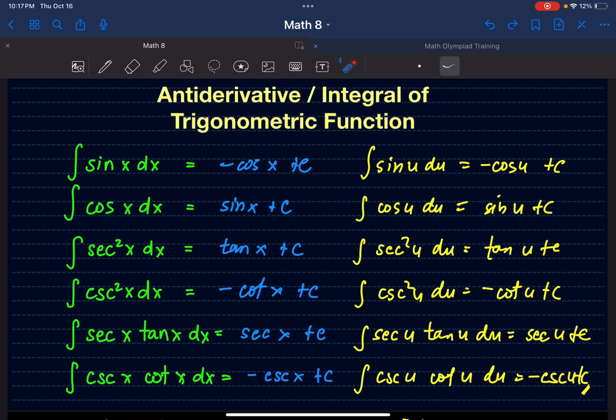So the antiderivative of sine x dx is equivalent to negative cosine x. The antiderivative or integral of cosine x is sine x. The integral of secant squared x with respect to x is tangent x. The integral of cosecant squared x with respect to x is negative cotangent x. The integral of secant x tangent x is secant x, and the integral of cosecant x cotangent x dx is negative cosecant x. Okay, so you're going to apply these rules in finding the integral of trigonometric function.